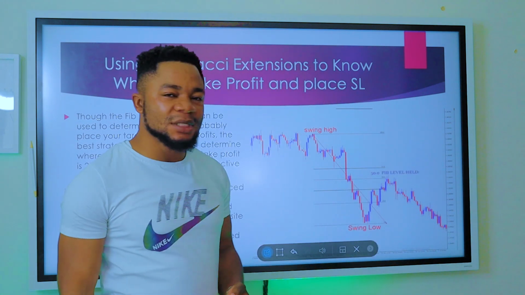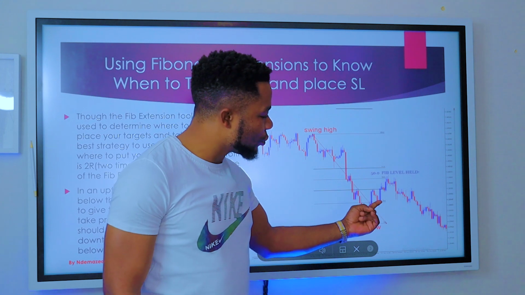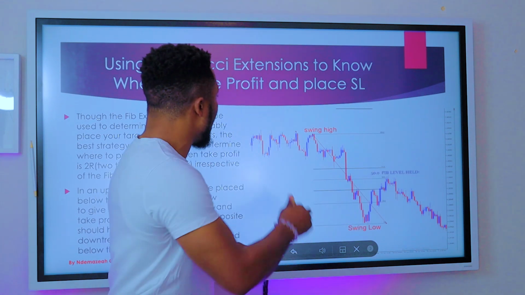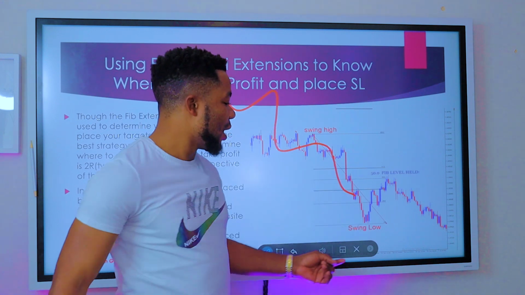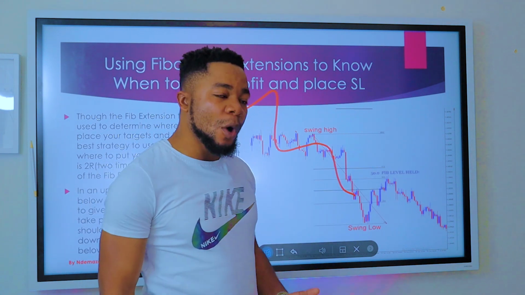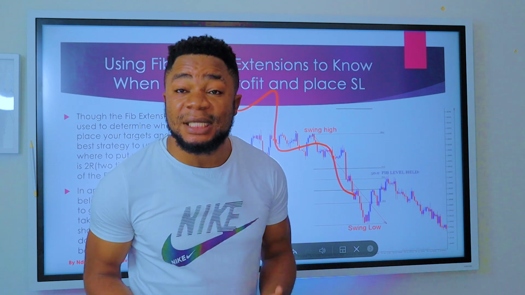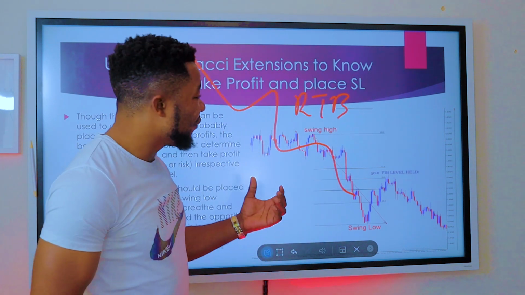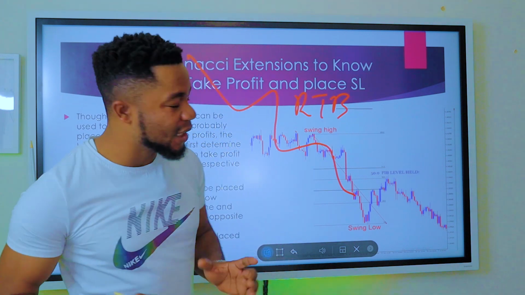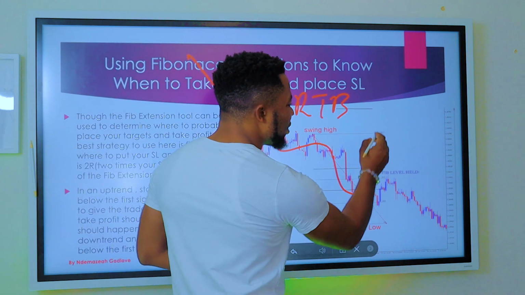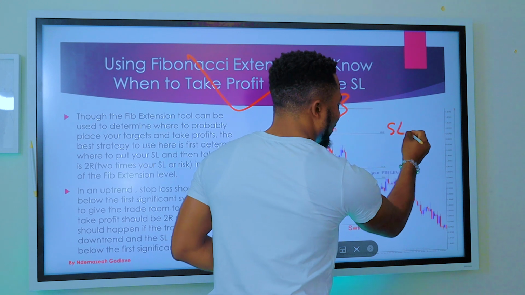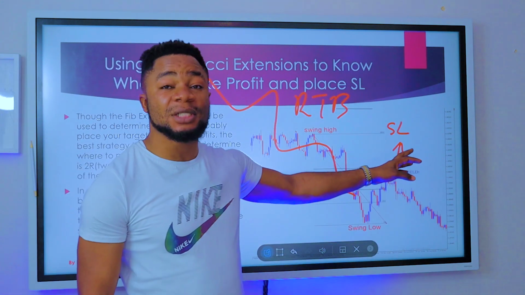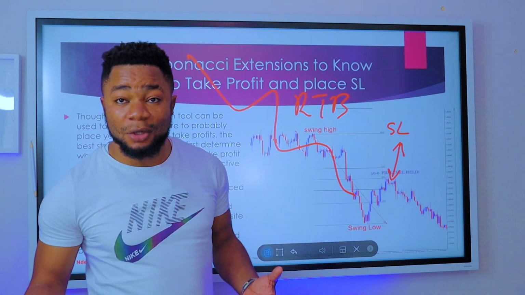So let's just take this same trade, for example. So long as the market pulls up to the 38, the 50% or the 61% level, and you sell at this level, remember this is a downtrend, the market is still going down, what you do is give your trade room to breathe. I used to call it room to breathe, RTB. To give your trade room to breathe, you can place your stop loss at the 100% level. So your stop loss will go here.